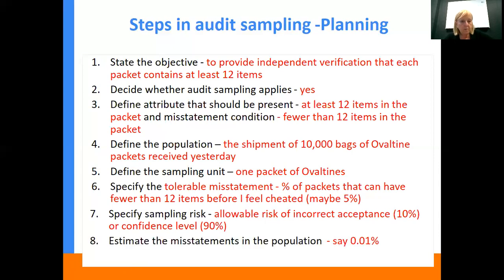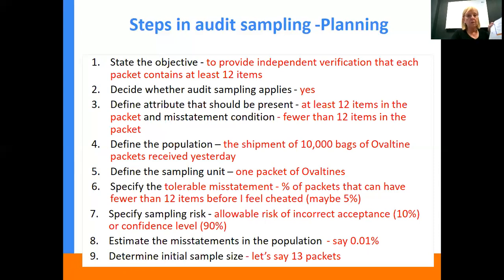And the estimate of misstatements in the population, let's say 1%, because I said I'd accept one either way, or one less, and we got that because we only had an overstatement. And determine the initial sample size, and it depends on how many people. So that just runs through those steps, and I hope that it helps you to understand what actually goes on in sampling in audits.